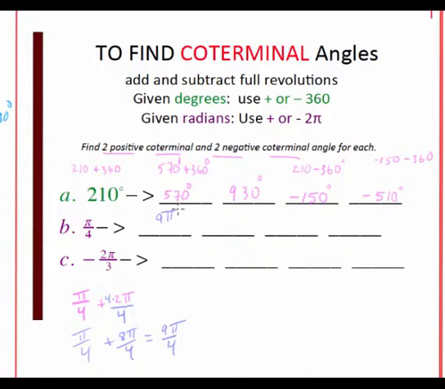So the angle 9 pi over 4 would be an angle that's bigger than 2 pi, because you see 9 over 4 is bigger than 2. So we know that this angle is bigger than 1 revolution. And this angle would be coterminal with pi over 4.